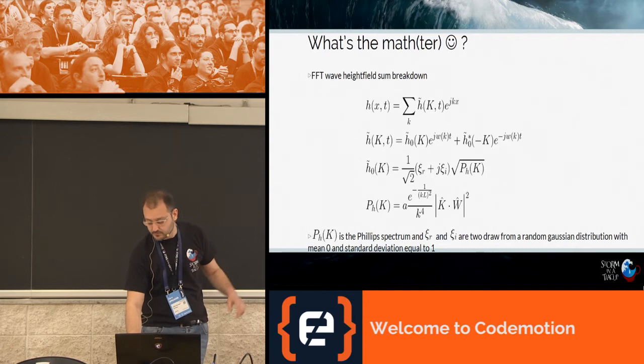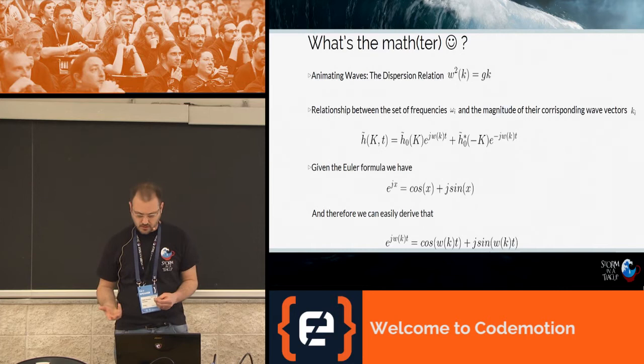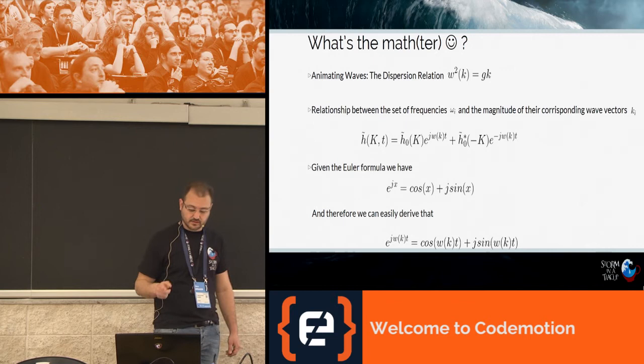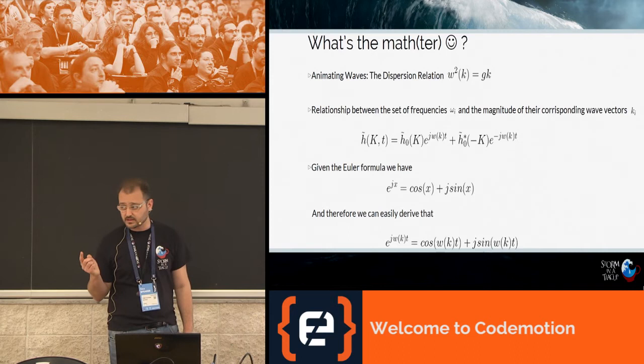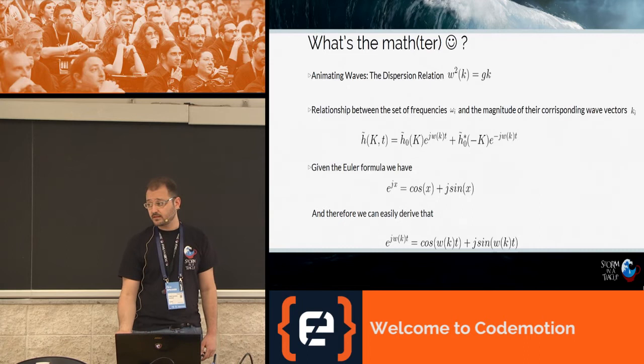So how do we animate waves? To animate waves, we have to animate time. So we need time to have animation. And we define the dispersion relation, defined by omega squared, which is equal to g times k. g is the gravitational constant, and k is the magnitude of the wave vector. Yeah? So having said that, we know what omega k is. So we can substitute it, as you can see, in the previous expression.